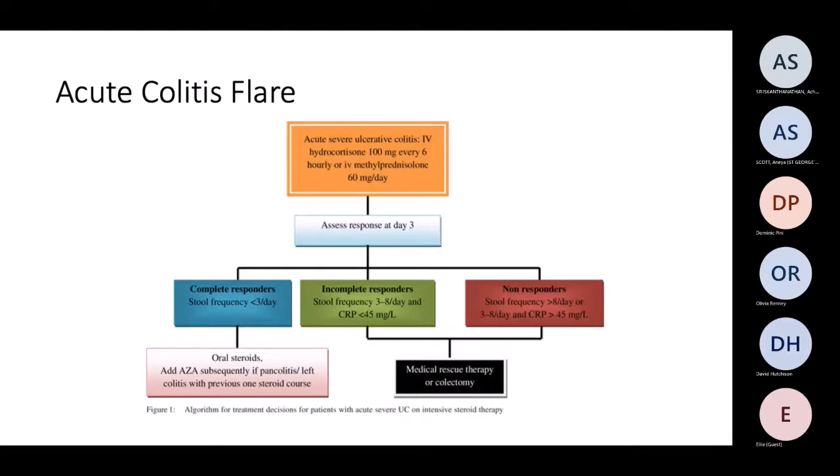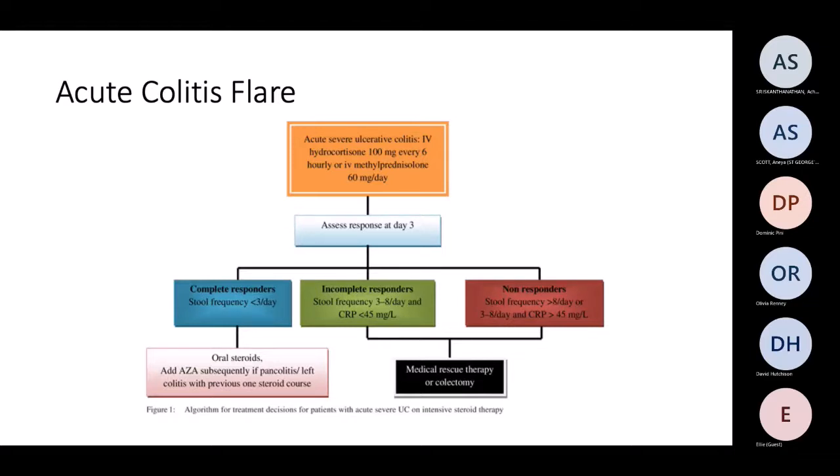And this is just a flow chart talking about an acute colitis flare. So if someone comes into hospital and they've got features of acute severe colitis, so things like six to 8 bloody stools, they're tachycardic, they've got fever, this is a sign of a severe flare. And initially the management is to give them steroids, either hydrocortisone or IV methylprednisolone. And then we try that for 3 days.